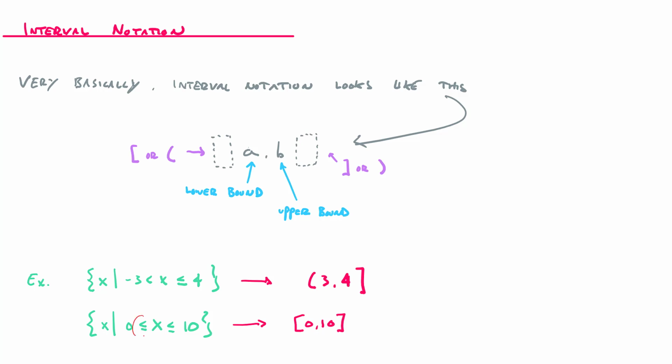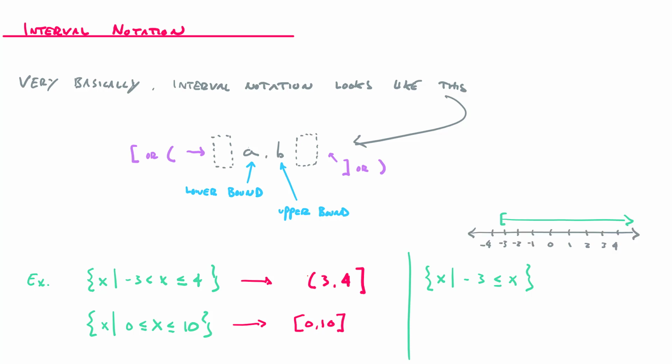Because it's got the less than or equal to in both cases. That corresponds to a square bracket, whereas just a less than would correspond to an open parenthesis. Now here's an interesting one. Only a lower bound, right? No upper bound. It does include the lower bound, though. So if we're going to visualize this, our solution set kind of looks like this.